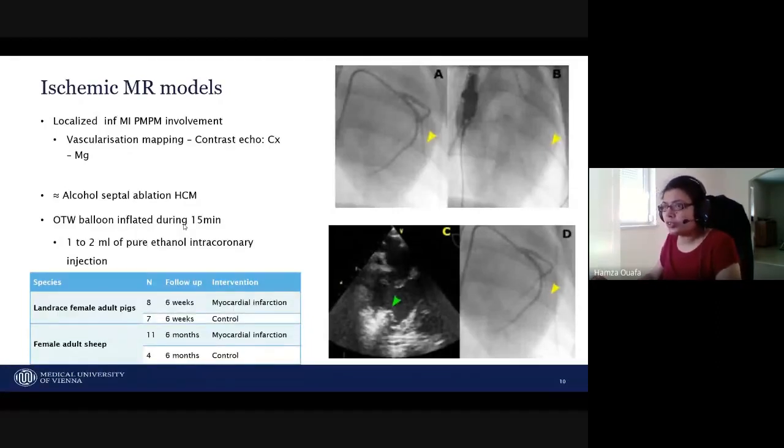In order to map the vascularization of the papillary muscle, we used contrast echo. We were injecting some contrast medium into some of the marginal branches of the circumflex and doing the echo in the meantime. After managing to identify the irrigating branches, we were injecting pure ethanol over the wire with the balloon inflated, which avoided backflush of the ethanol going to the other coronary arteries. After that, we checked if the branches were occluded. If not, we repeated the procedure, adding either half a milliliter or 1 milliliter, depending on the branch.